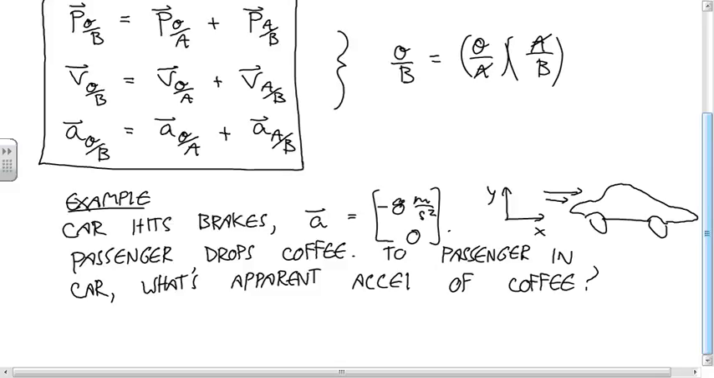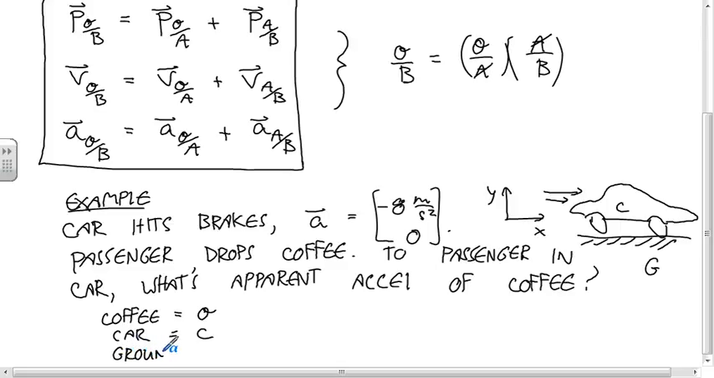So let's think of, okay, so how can we do this? Well, we know the acceleration of the coffee relative to the ground because the coffee's in free fall. So we're going to have one of our reference points be the ground, G. One is going to be the car, C. And then the coffee is going to be the object. And we're going to set up this equation.